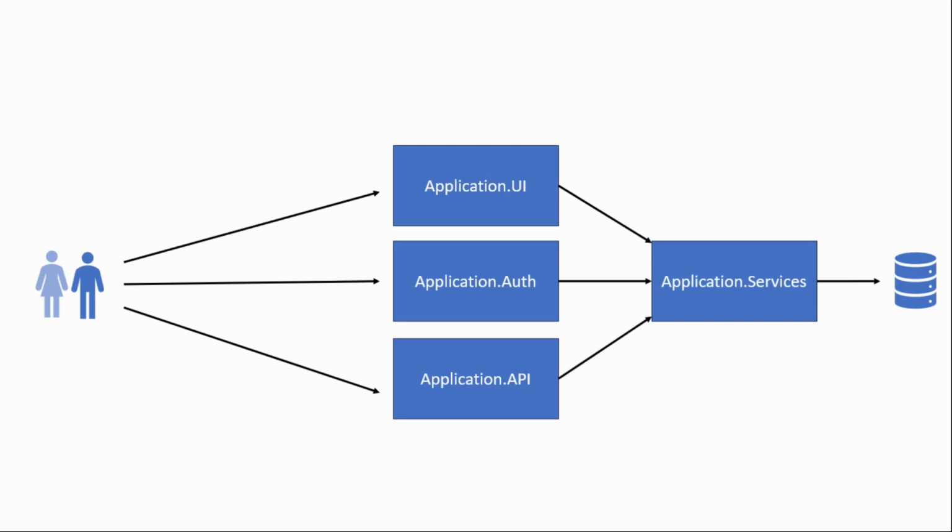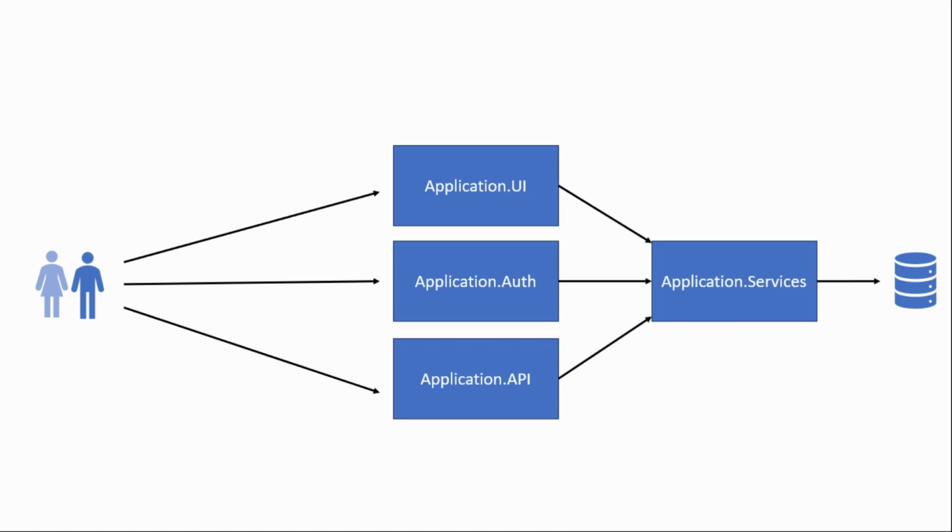We will have 4 different projects: one for APIs, another for authentication, another for UI, and one for services. In the UI, we will have one ASP.NET Razor page application. In the Auth and API projects, we will have Web API projects. The Auth project is responsible for logging in and generating a JWT token for me. And in the application API, we are going to consume this token and authenticate using this token.